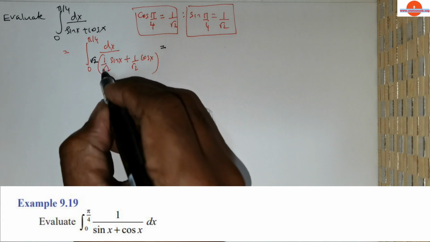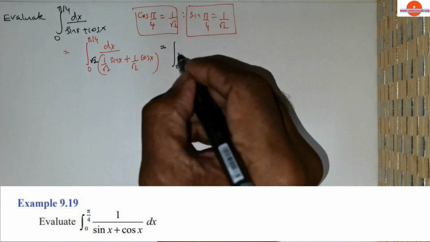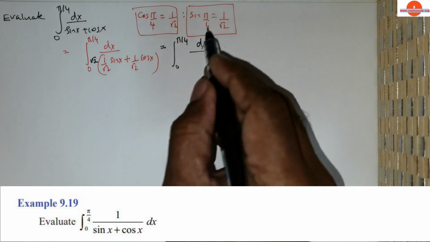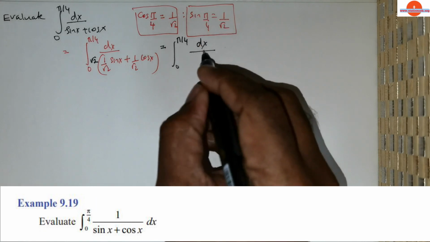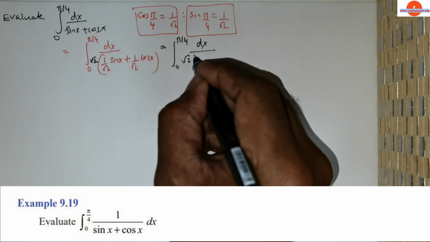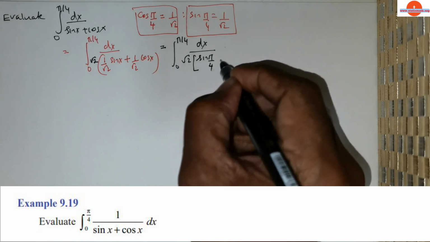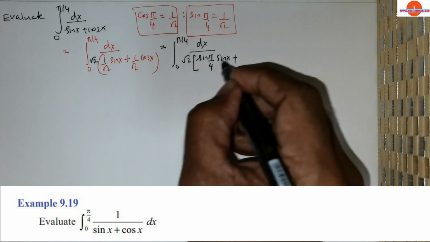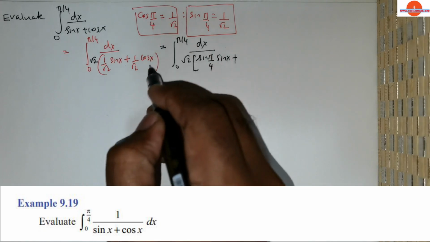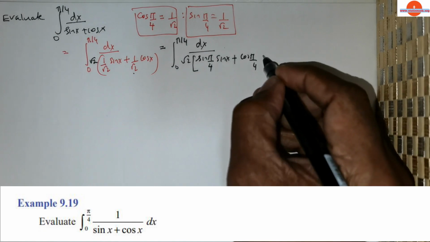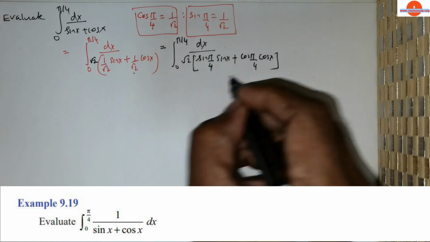Now, instead of 1 over root 2, I'm going to be using the fact that I have shown you, that sine pi over 4 is 1 over root 2. So this is going to be rewritten as sine pi over 4 times sine x plus cos pi over 4, which is 1 over root 2, times cos x.